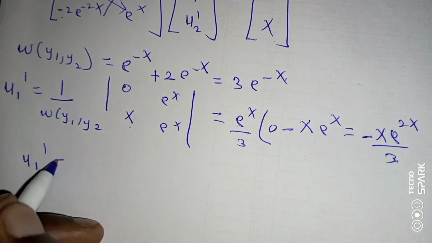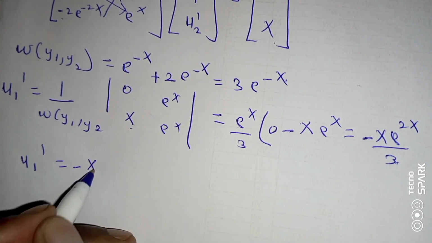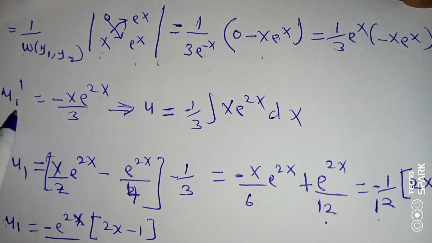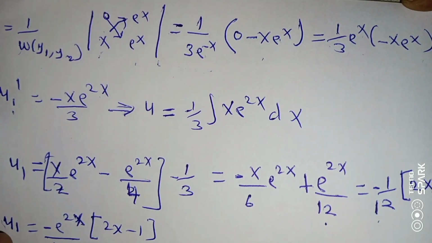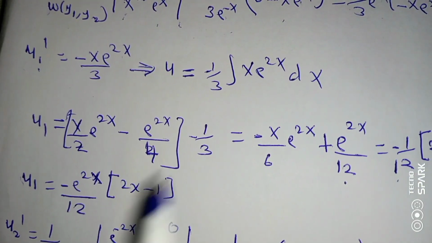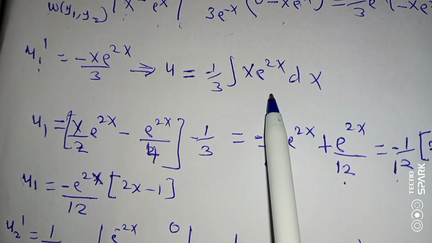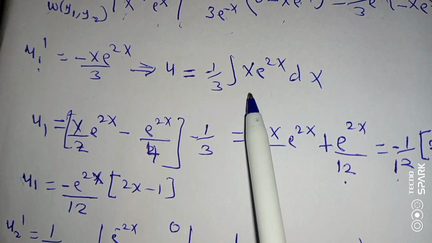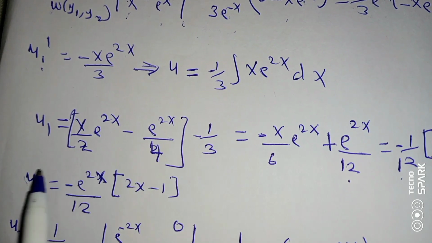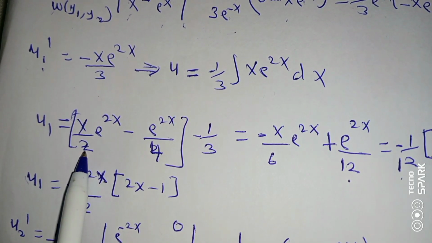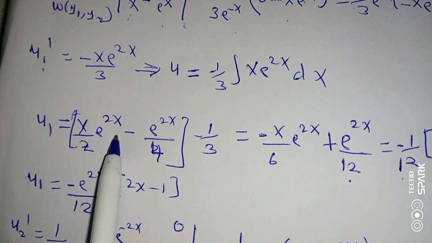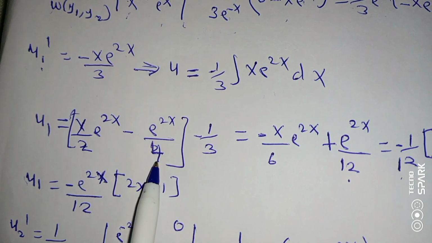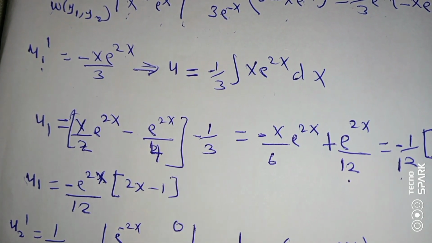So our u1 prime is equal to negative x exponential 2x divided by 3. So to get our u, this is u prime, we integrate on both sides. So that's why I've written it here. This can be integrated by parts. So integrating this part here by parts, your result will be x over 2 exponential 2x minus exponential 2x over 4. Then you multiply everything by negative.